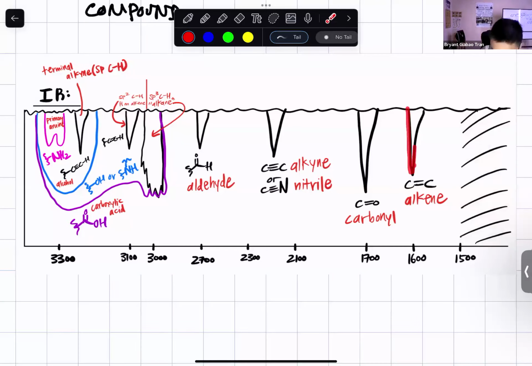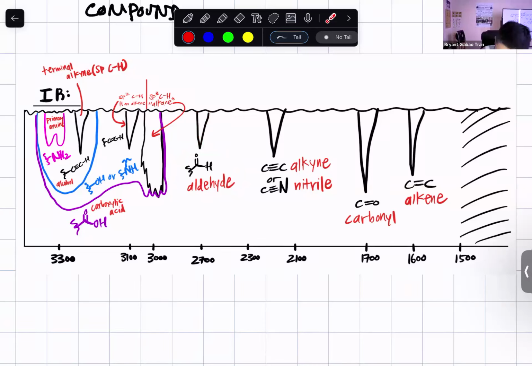If you see a sharp peak at around 1600 in the IR, then you know that you have an alkene present. If you have a sharp peak at around 1700, you know that you have a carbonyl present. Around 2100, then you know that you're going to have a triple bond present. This is called the triple bond region. So it could either be an alkyne, C triple bond C, or a nitrile, C triple bond N. At 2700, if you see a sharp peak around there, that's the aldehyde peak. So that means that you have an aldehyde present in your molecule.